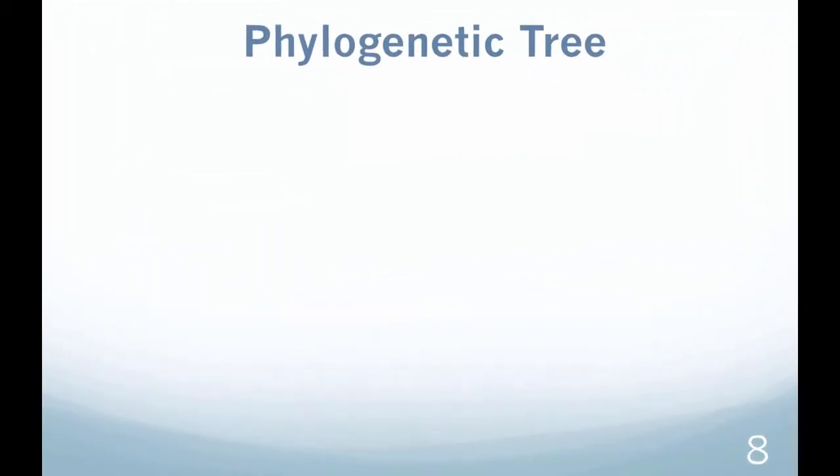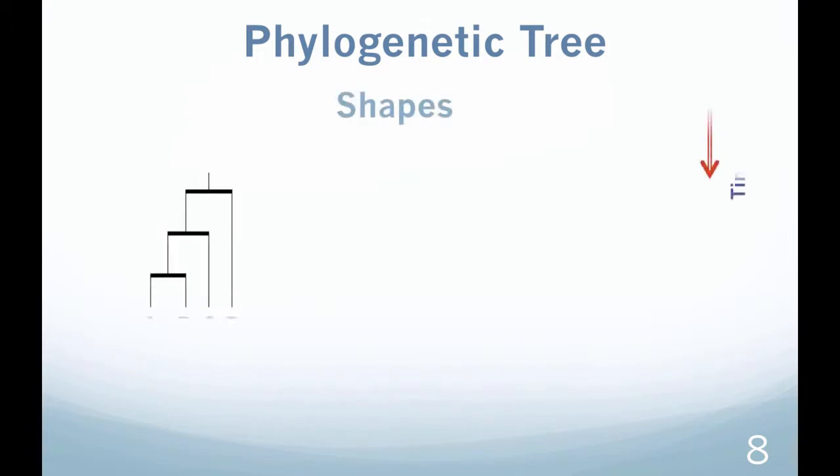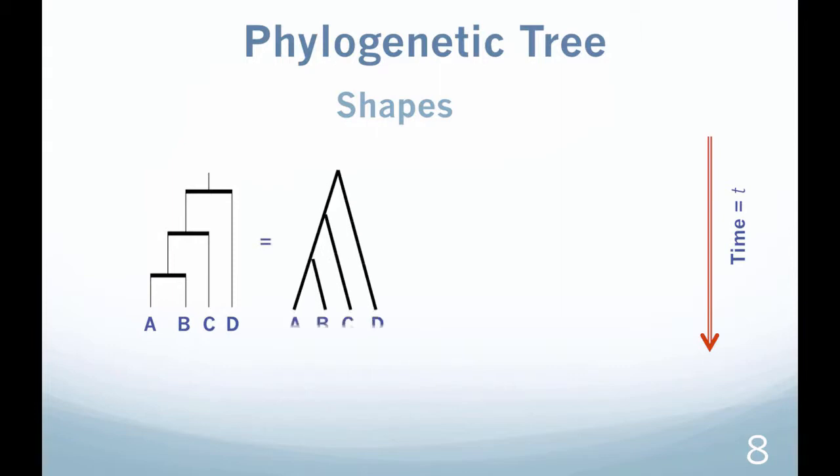Graphically, the phylogenetic tree may be represented in many shapes, the main principles being to keep the relationships between branches and terminal nodes at the same level and corresponding to the time progression. For example, the first shape is the same as the second one, as the relationship between nodes A and B and C and D didn't change.